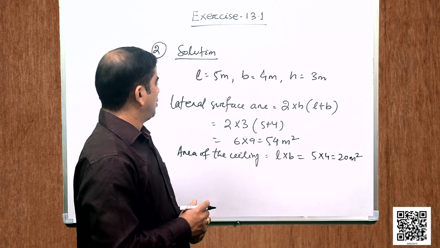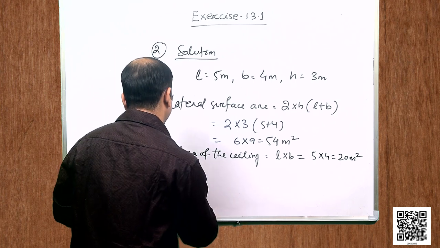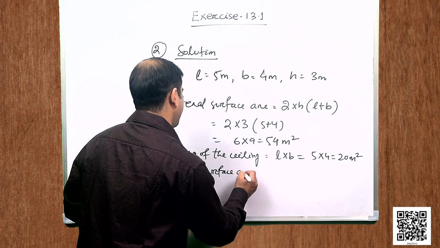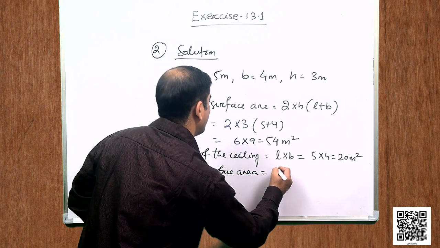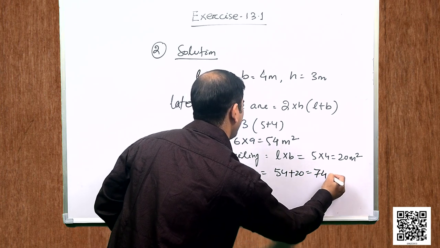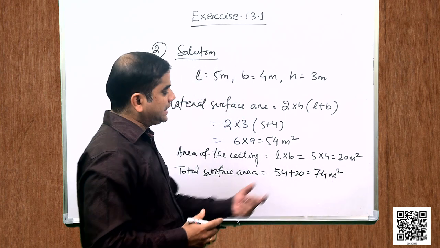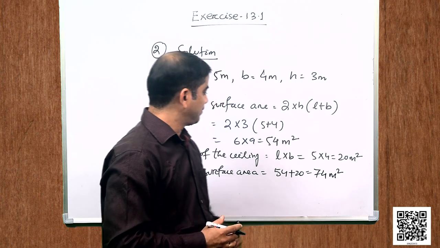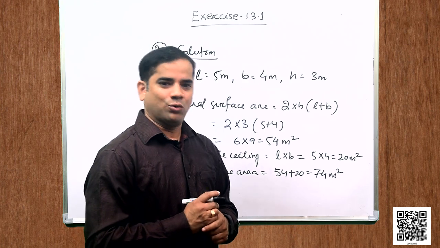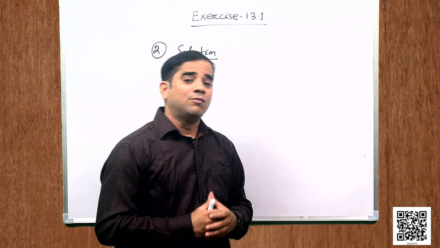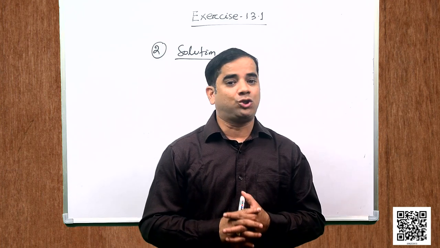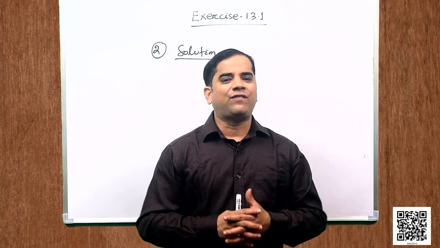Okay. So the total surface area is equal to 54 plus 20, that is 74 meter square. So this is the surface area of the room which is to be whitewashed. Now students, we have found out that 74 meter square of area is to be whitewashed. Now we need to find out the cost.